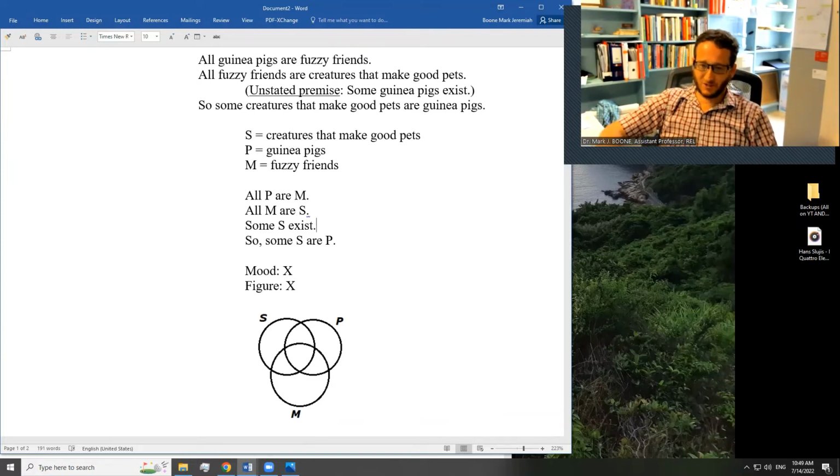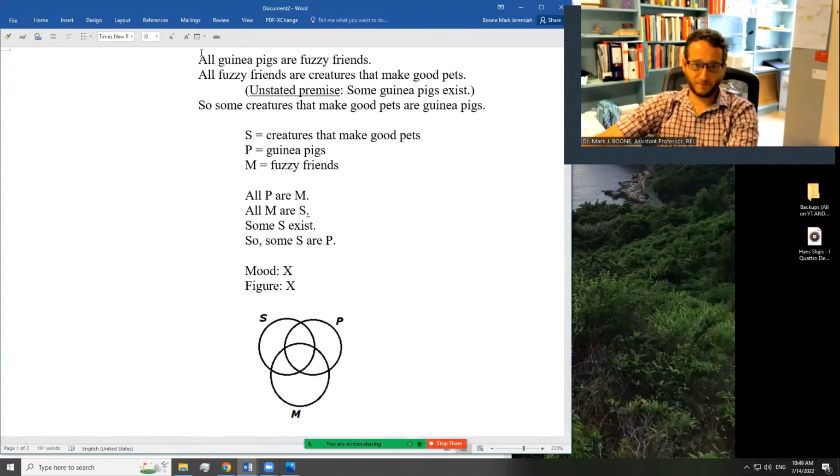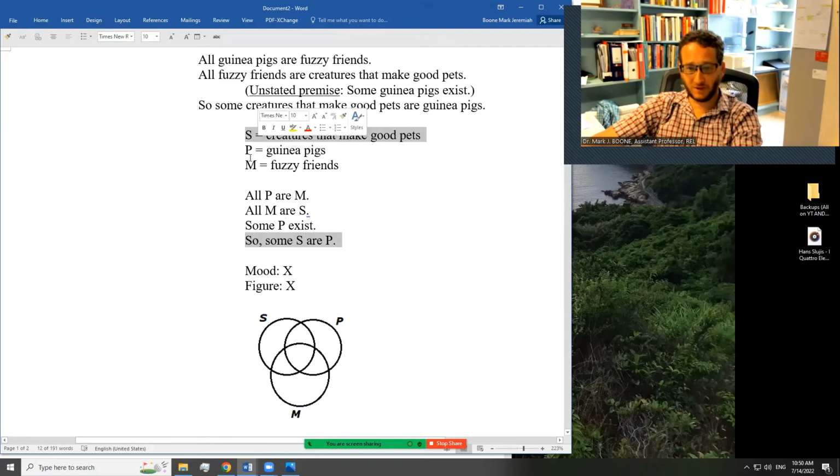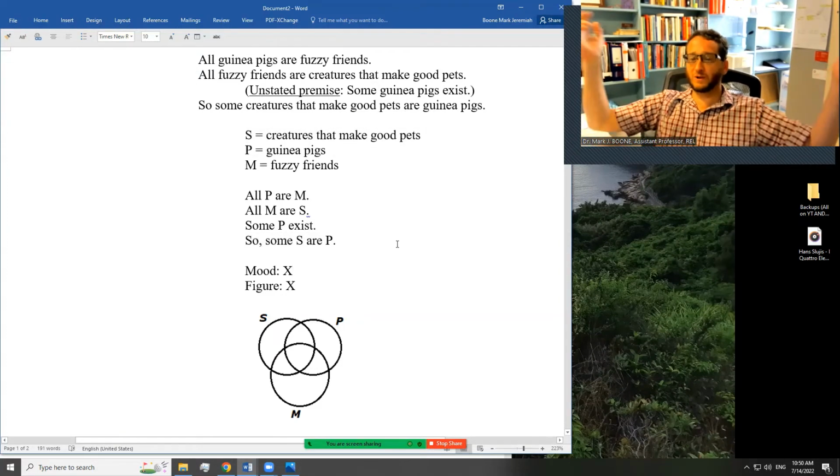Working with the argument as an enthymeme, treating it as having the unstated premise that some guinea pigs exist, the argument is: all guinea pigs are fuzzy friends, all P are M. All fuzzy friends are creatures that make good pets, all M are S. Some P exist, not some S exist, silly me. Therefore, some creatures that make good pets are guinea pigs, some S are P. There we go. So now, what's the mood of the argument?